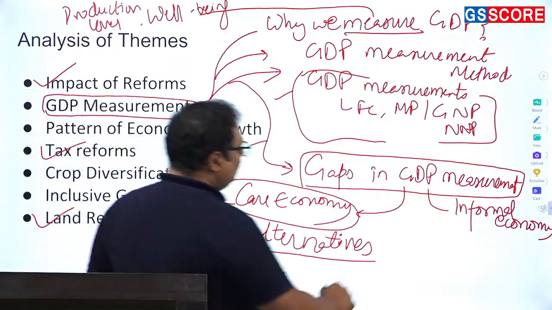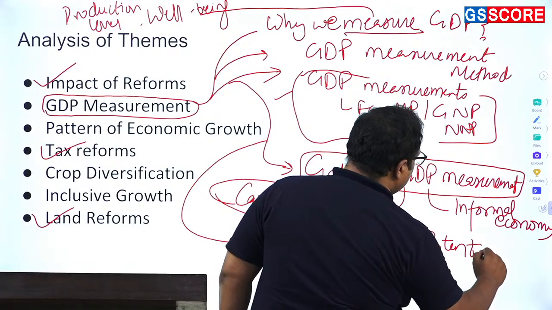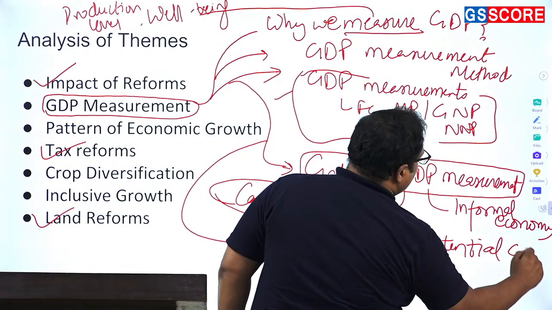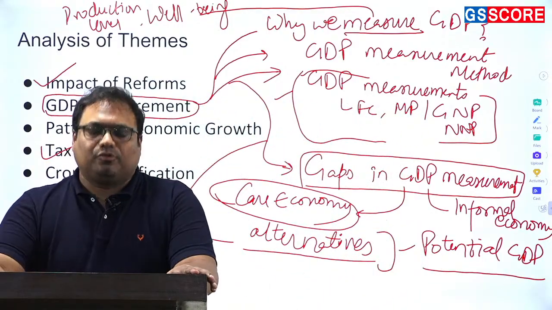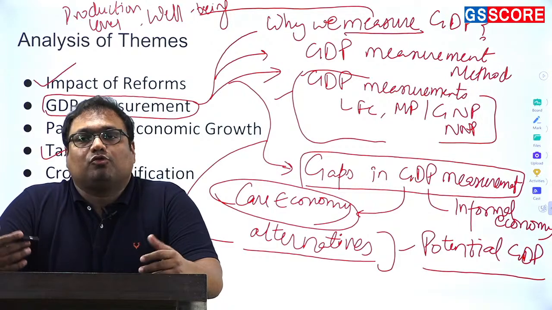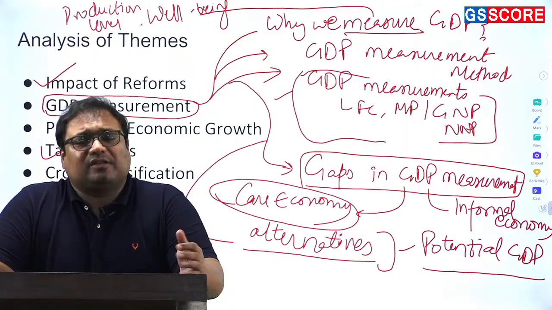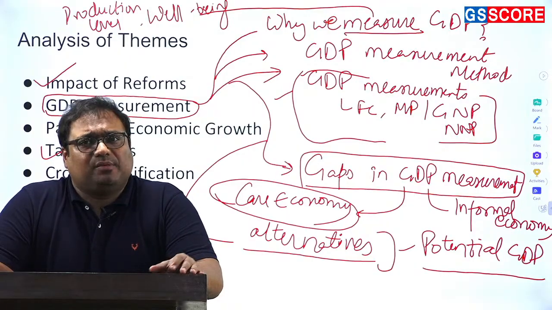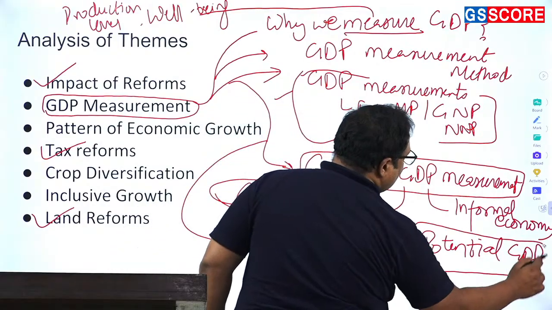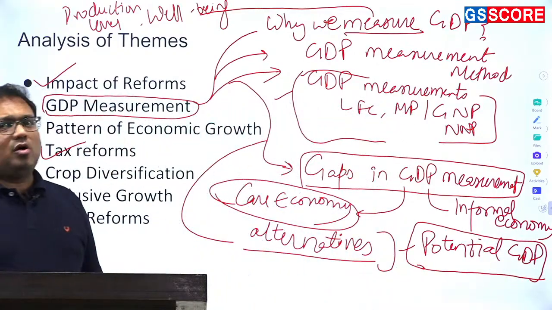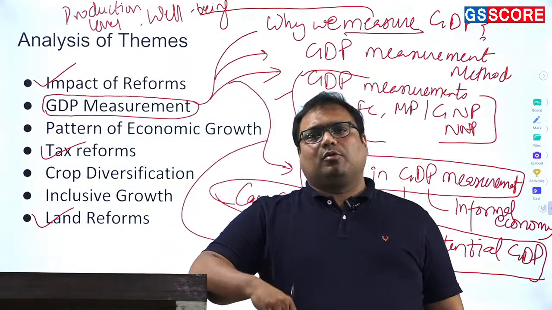So for example, there was a topic of potential GDP on which a question was asked, that we can calculate potential GDP, that okay, we are producing this much, but we can perhaps produce more. Hamara potential kitna hai? How much we can produce at maximum? That is potential GDP. So they asked a question on this as well. What are the alternatives to your regular GDP measurement? So there we have concept called potential GDP.